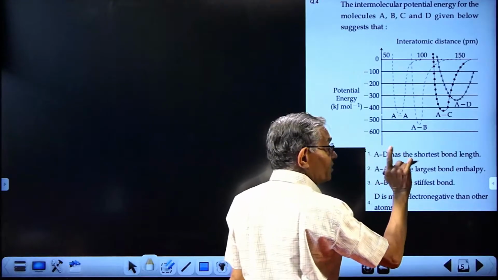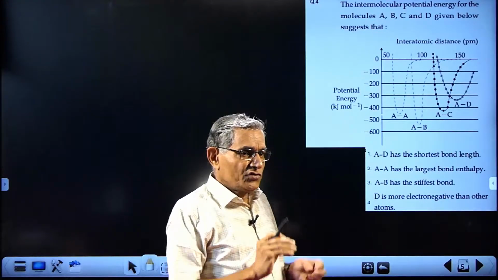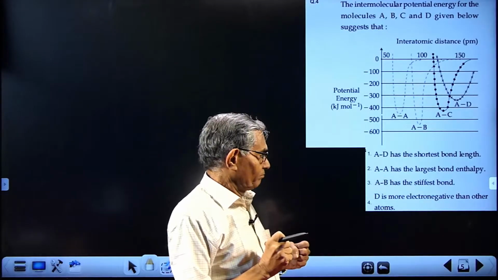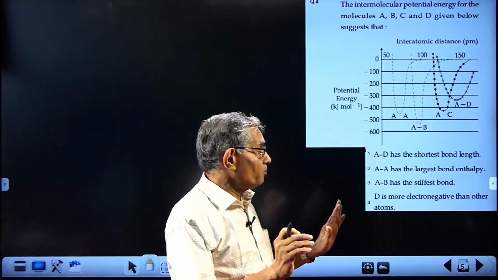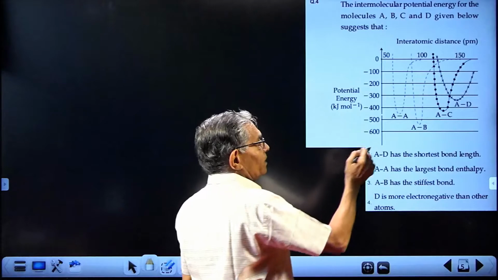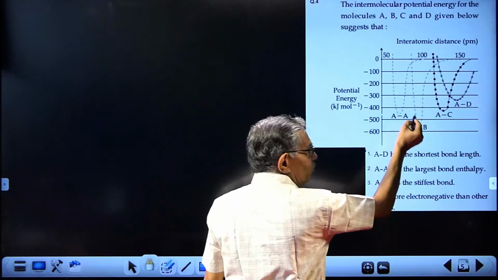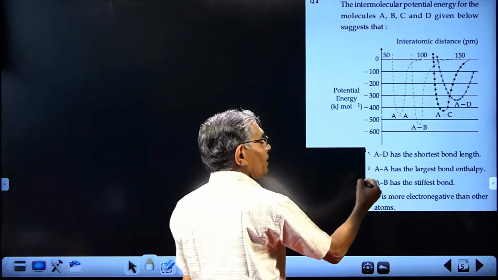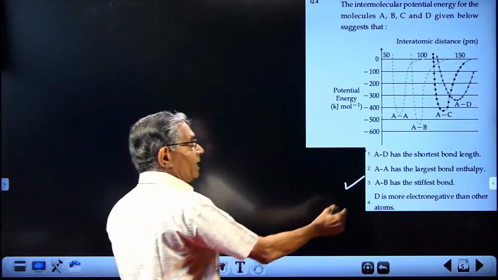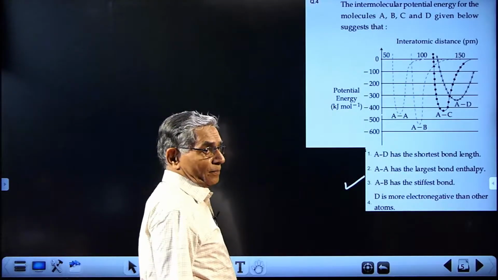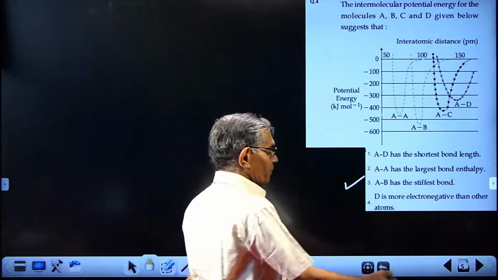AA does not have the maximum bond enthalpy. AB has the stiffest bond. Stiffest bond means strongest bond. Strongest bond will be there for the molecule having maximum bond enthalpy. Maximum bond enthalpy means this depth is maximum for AB. So this bond should be the stiffest bond. So the correct option will be 3. And nothing is given in this diagram that can lead to an idea about the electronegativity. That is only the 4th option, nothing else.